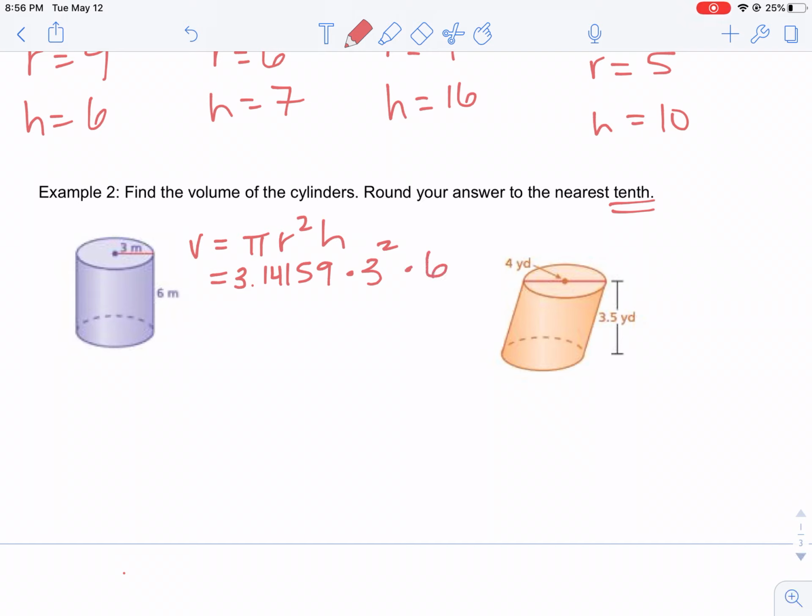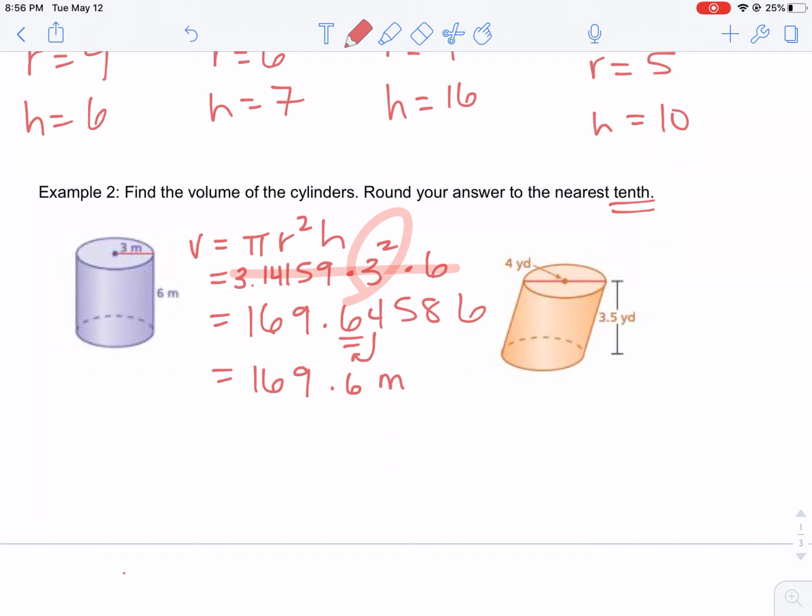Okay, so you can show your work by filling in this line to show the numbers that you're using, and then you can go ahead and go to your calculator and type in 3.14159 times 3 times 3 times 6. And again, I'm doing 3 times 3 because you have that 3 squared. Okay, and that gives us 169.64586. So rounding to the nearest tenth, we're looking at the first number after our decimal. 4 would keep 6 as 6. So our final answer would be 169.6 meters cubed.